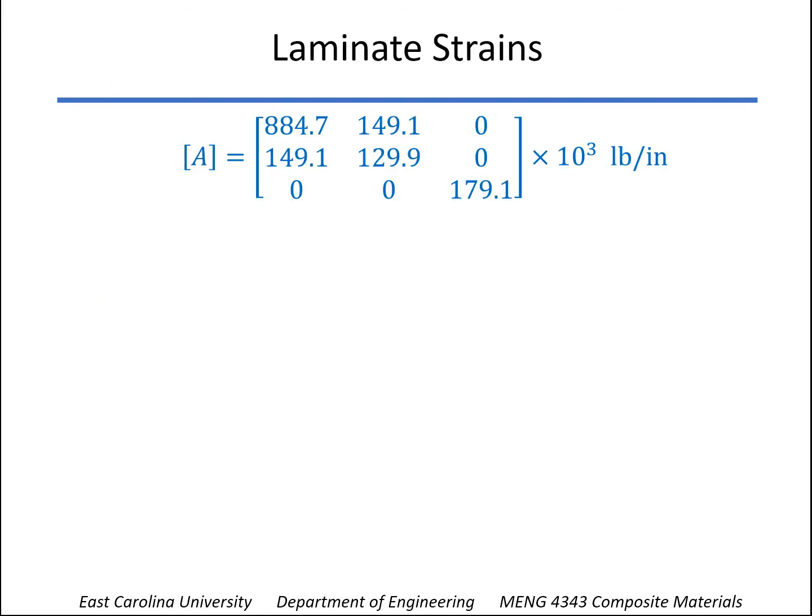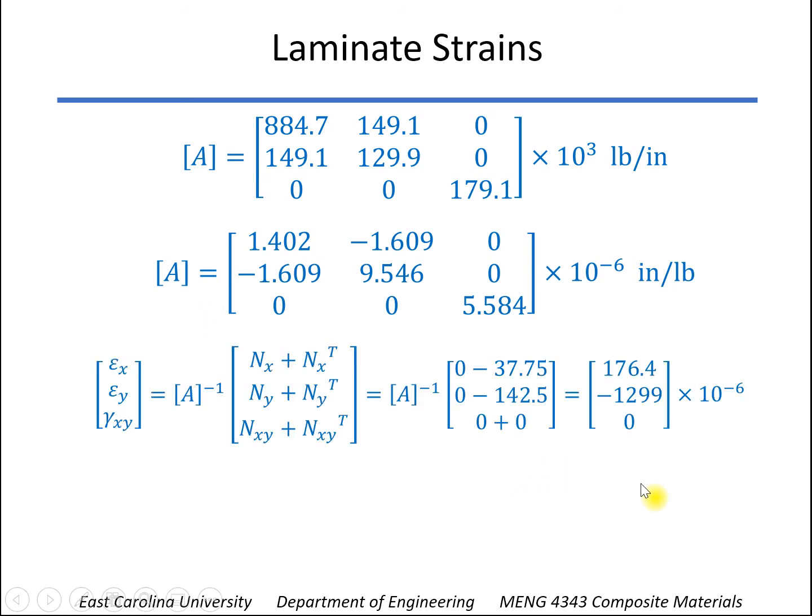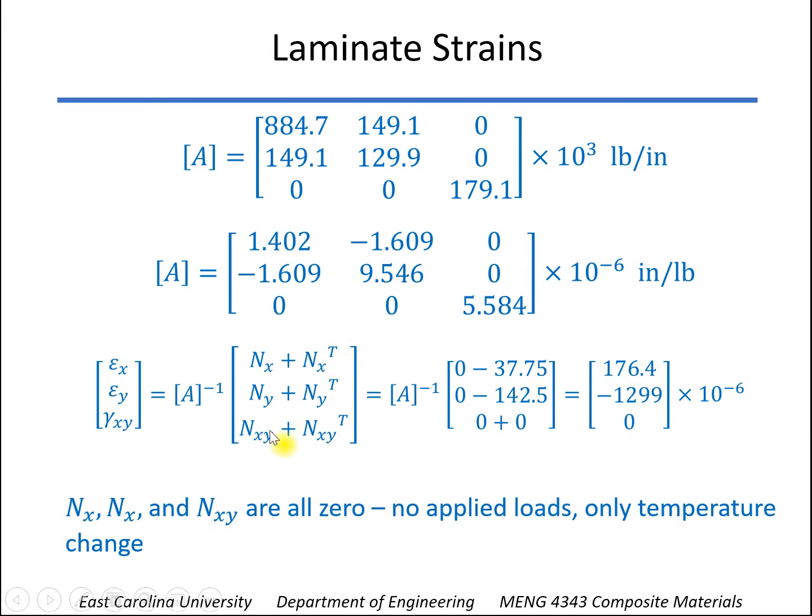All right, so we assemble the A matrix as we've done in previous examples, and that should actually be the A inverse matrix. I left off my minus 1 there. But we'll take that A inverse matrix and multiply by the loadings, including the thermal loadings. Now in this case, Nx, Ny, and Nxy are all equal to 0 because we don't have any applied load. But if we did have applied loads, they just go in here. We add these thermal loads that we came up with just a little bit ago, and both of those are negative.